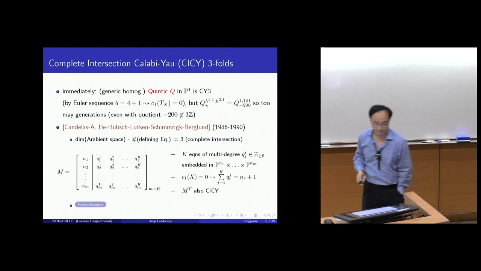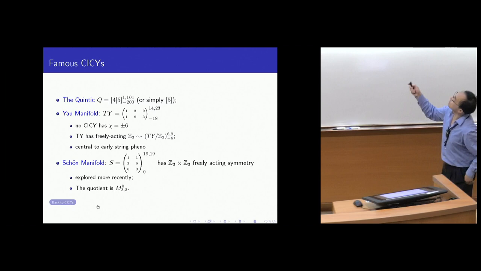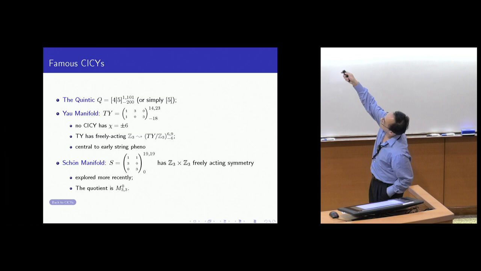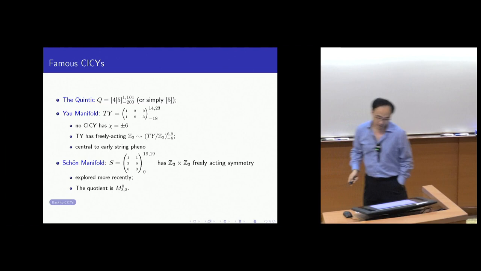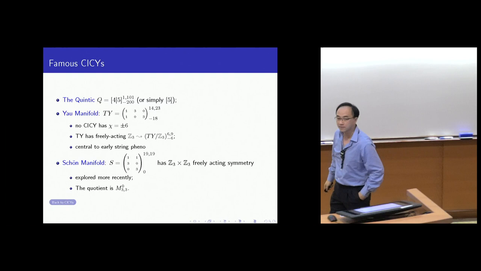Just to give you some examples of these CICYs, the quintic itself can be written as 5 in P4 with Euler character minus 200. And there are other things like the Tian-Yau manifold. You can check that 1 plus 3 is 3 plus 1, and 1 plus 3 is 3 plus 1, and 3 plus 3 minus 3 is 3. And it turns out that the transpose of this is also a CICY. This one, I think Jacques loves very much. He's nodding. And this one was seriously taken to be the manifold in the 1980s.